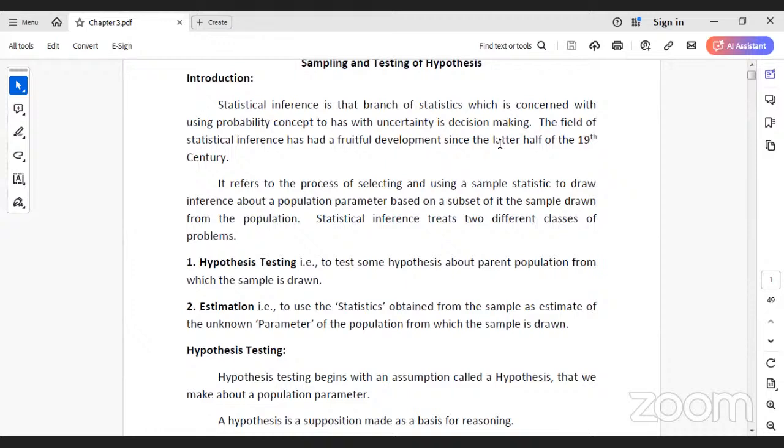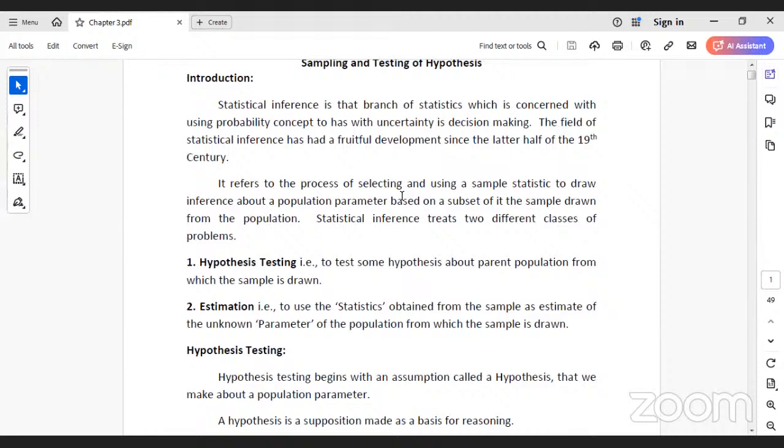The field of statistical inference has had a fruitful development since the latter half of the 19th century. It refers to the process of selecting and using a sample statistic to draw inference about a population parameter based on a subset of it, the sample drawn from the population.